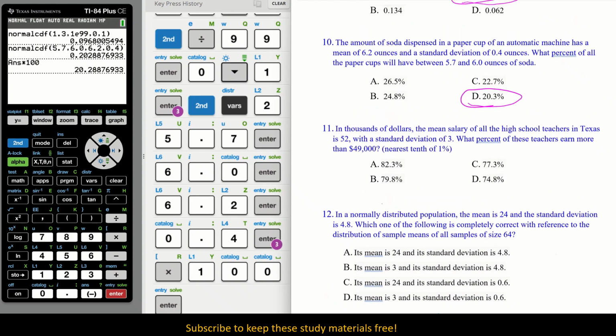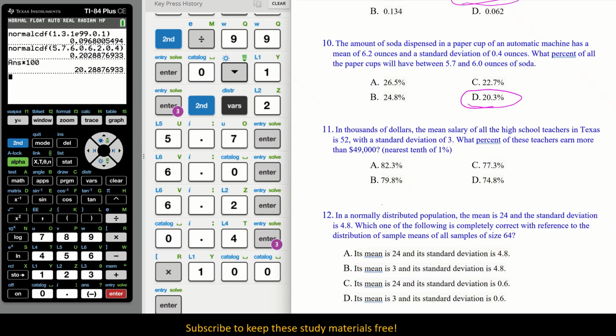Number 11. All right. So number 11 says in thousands of dollars, the mean salary of high school teachers in Texas is 52 with a standard deviation of 3. What percent of these teachers earn more than 49,000? And we are going to round to the nearest. Looks like they've already given us some rounded options, but 1%, the 10th of 1%, which is okay.